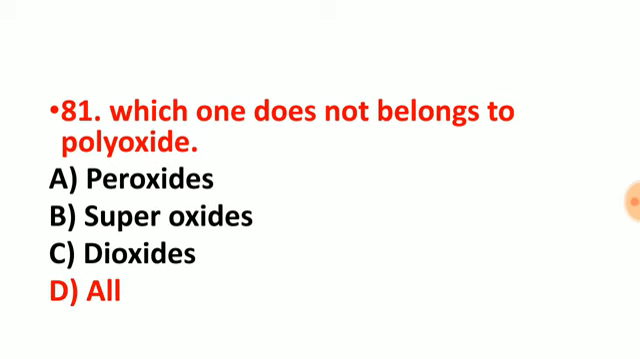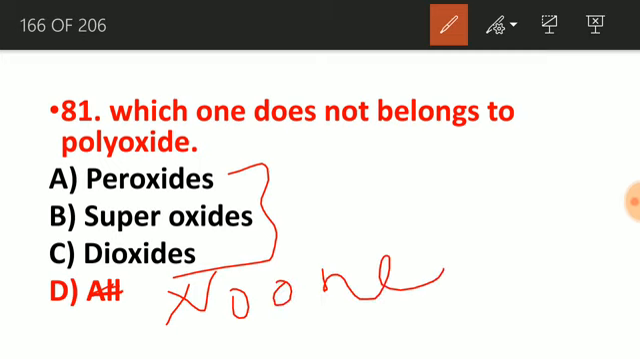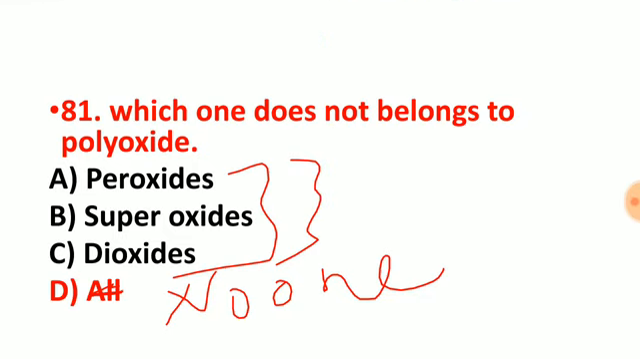Superoxide, peroxide and dioxide. Which does not belong to polyoxides? These all are polyoxides, so none of them is the answer here. The main point is that peroxide, superoxide and dioxide all are polyoxides.